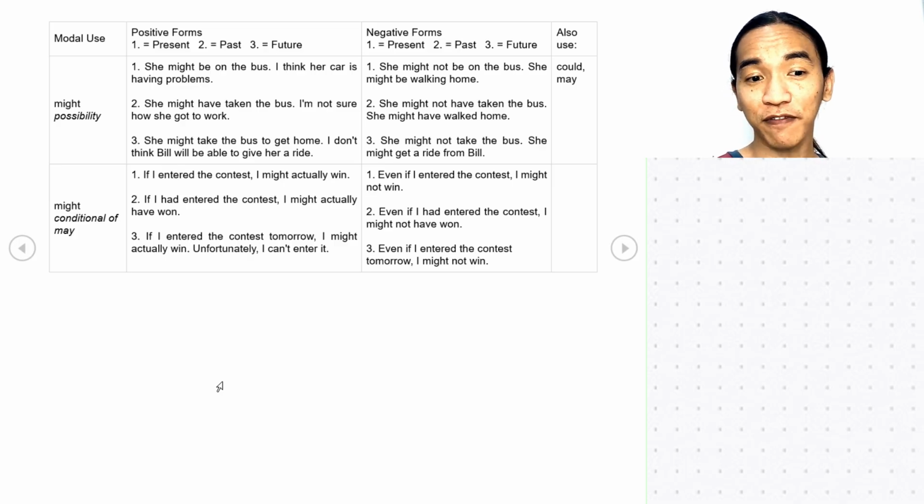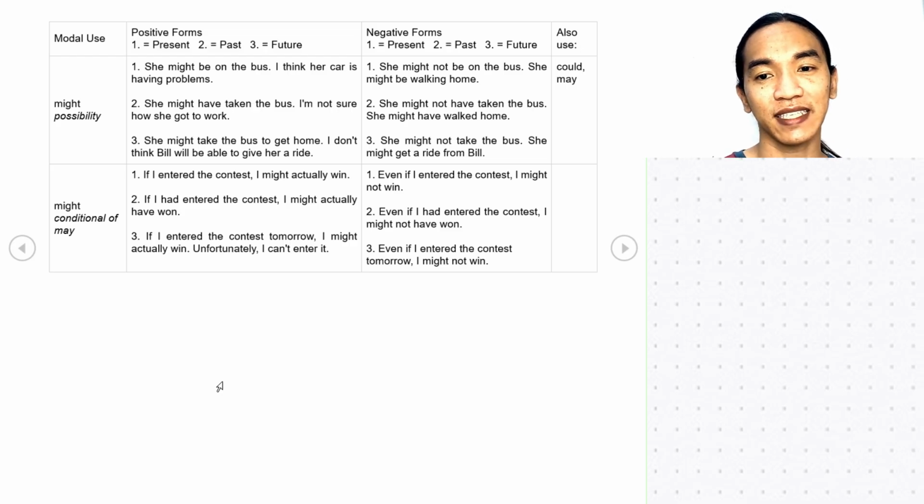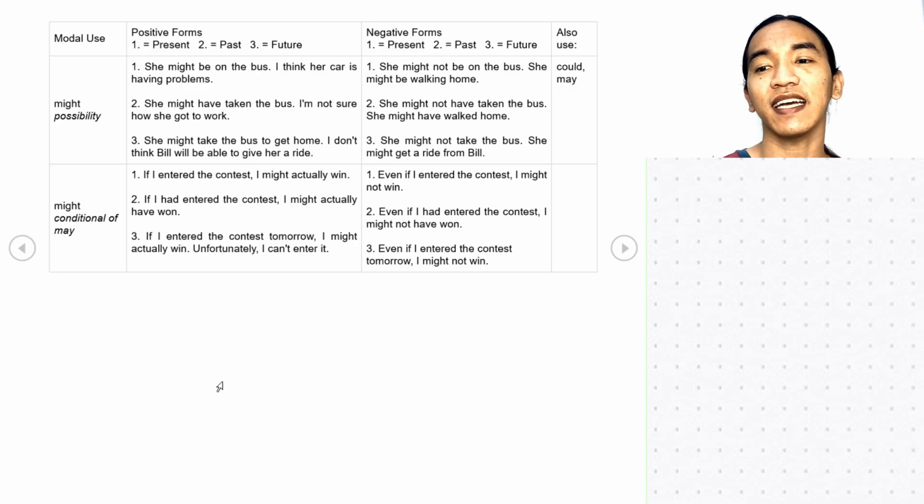And for the future, we could also use might because it is future in sense. She might take the bus to get home. I don't think Bill will be able to give her a ride. For negative, we just add not. She might not be on the bus. She might be walking home. She might not have taken the bus. She might have walked home. She might not take the bus. She might get a ride from Bill. We could also use could and may for possibility here, in replacement of might.